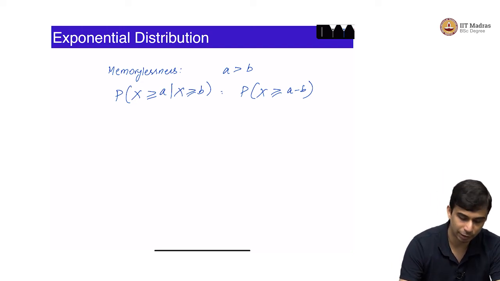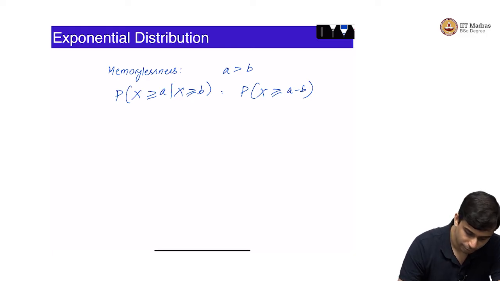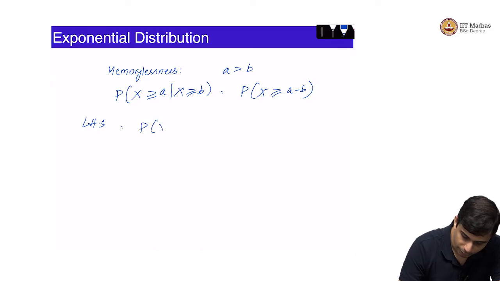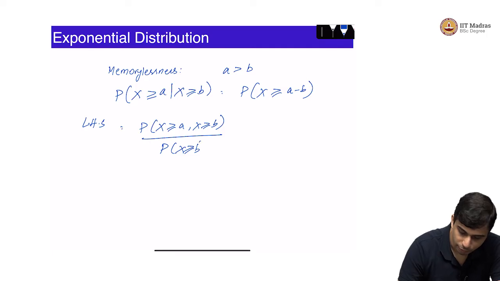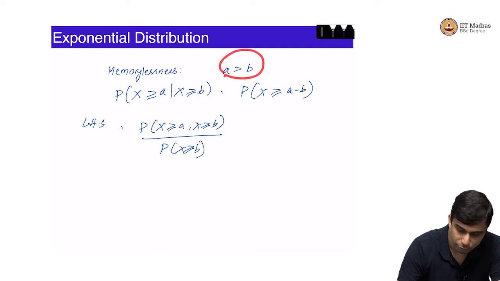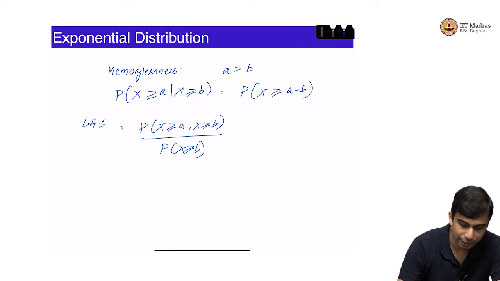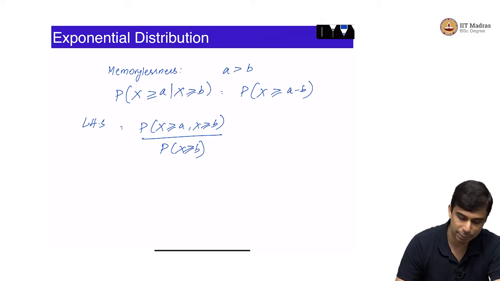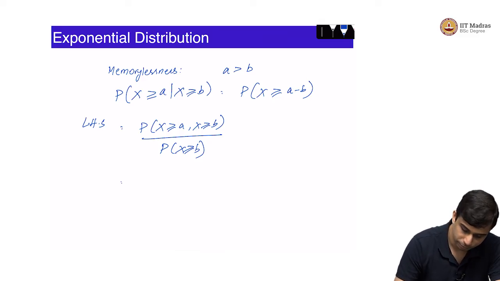Let us try to derive this. What is the left hand side here? It is the probability of X greater than or equal to a and X greater than or equal to b, divided by the probability of X greater than or equal to b. We have already said a is greater than b. So, the probability of X greater than or equal to a and X greater than or equal to b is exactly the same as the probability of X greater than or equal to a.